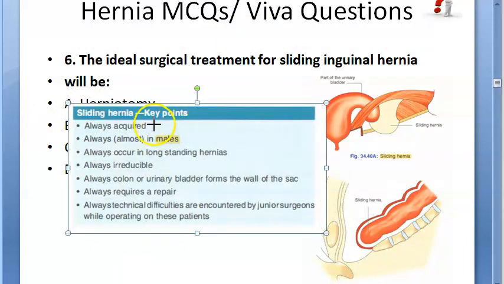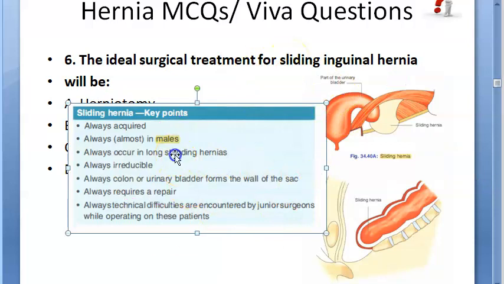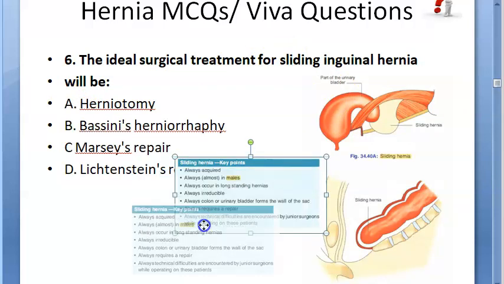It's almost always acquired. It's in males. It occurs in long-standing hernias. It's always irreducible. Always colon or urinary bladder forms the wall of the sac, which we told you here. Here they're showing you urinary bladder. Here they're showing you colon. It requires a repair. Always technical difficulties are encountered by junior surgeons while operating on these patients. Okay, did you get the answer to your question?